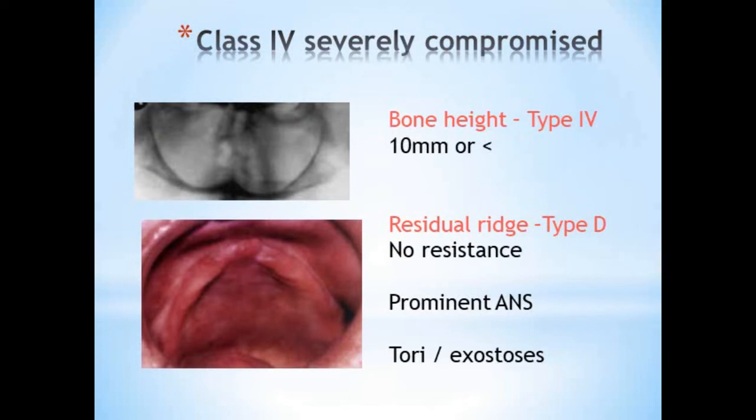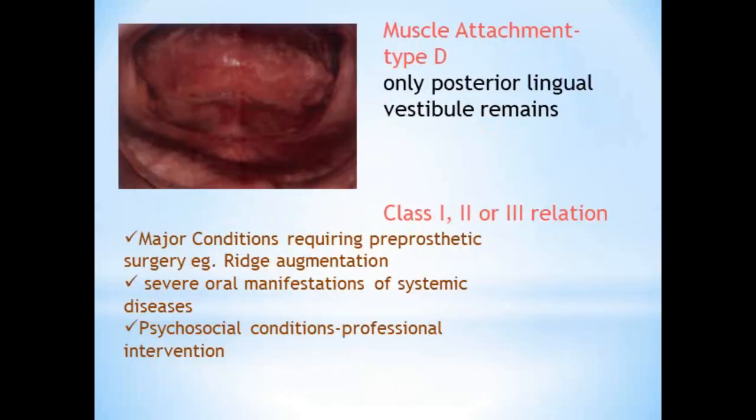Finally, class 4, that is severely compromised, where the bone height is type 4, that is 10 mm or less than that, and the residual ridge type is type D, where there is no resistance to the movement of denture base and only has a prominent anterior nasal spine, and the presence of tori or exostosis. And here the muscle attachment is type D, that is only the posterior lingual vestibule remains. There is no attached mucosa. Even the cheek or lip can move the tongue.